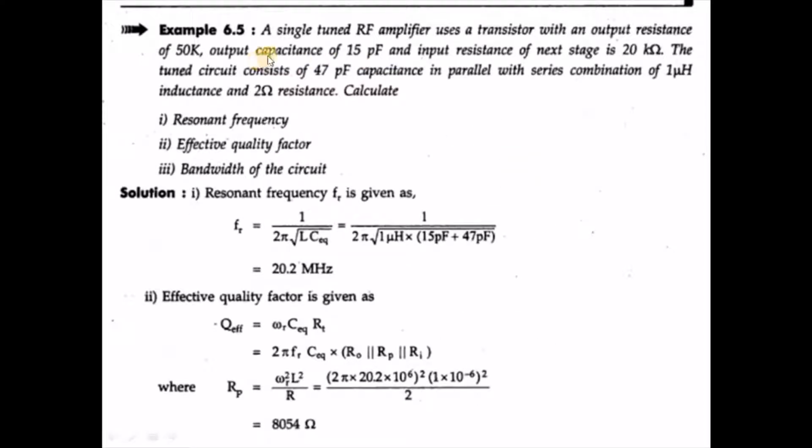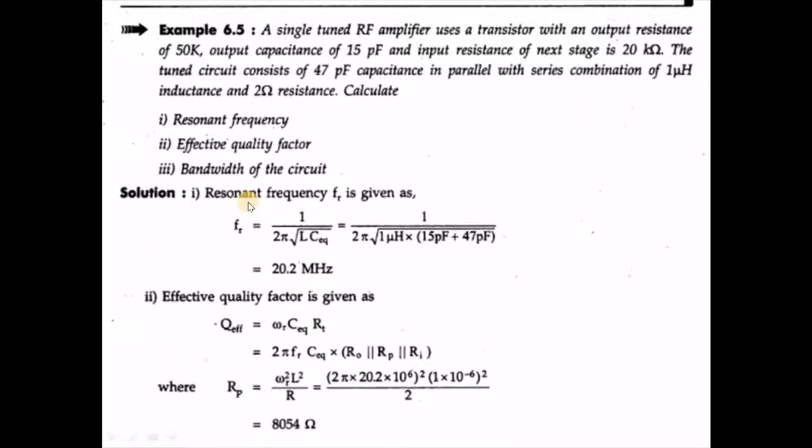So let us see one problem. A single tuned RF amplifier uses a transistor with an output resistance of 50 kilo ohms and output capacitance of 15 picofarads, and the input resistance of the next stage is 20 kilo ohms. The tuned circuit consists of 47 picofarad capacitance in parallel with the series combination of 1 microhenry inductance and 2 ohms resistance. Then calculate the resonant frequency, effective quality factor, and bandwidth of the circuit.